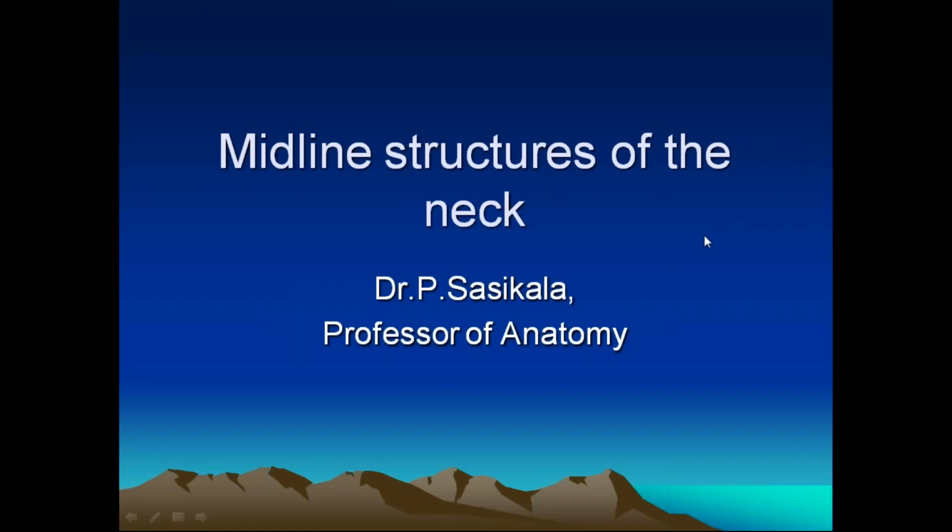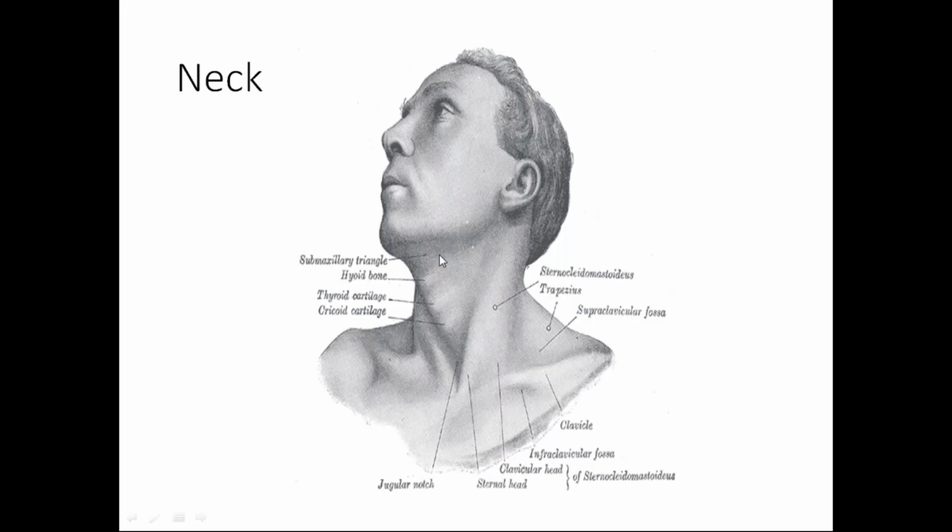Okay. So today we are going to see about the midline structures of the neck. Now just see this picture. You know, the neck is the region which connects the head and the trunk. It is bounded above by the base of the mandible, which extends from the symphysis menti up to the angle of the mandible. Then draw a line which connects the angle of the mandible to the mastoid process.